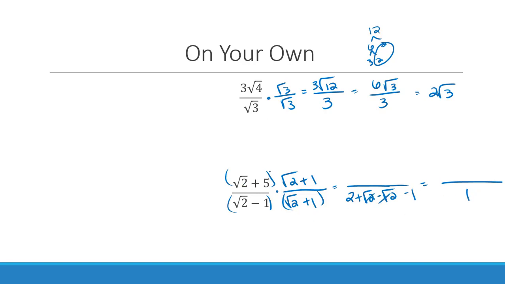Now my numerator, square root of 2 times square root of 2 is just 2. Square root of 2 times 1 is going to give me square root of 2. This is going to give me 5 square root of 2. And then 5 times 1 is just 5. Now can I combine anything together? I can. 2 plus 5 is going to give me 7. Square root of 2 plus 5 square root of 2. Keep in mind there's a 1 out front, so this is going to be 6 square root of 2. So I can just rewrite this as 7 plus 6 square root of 2 here.